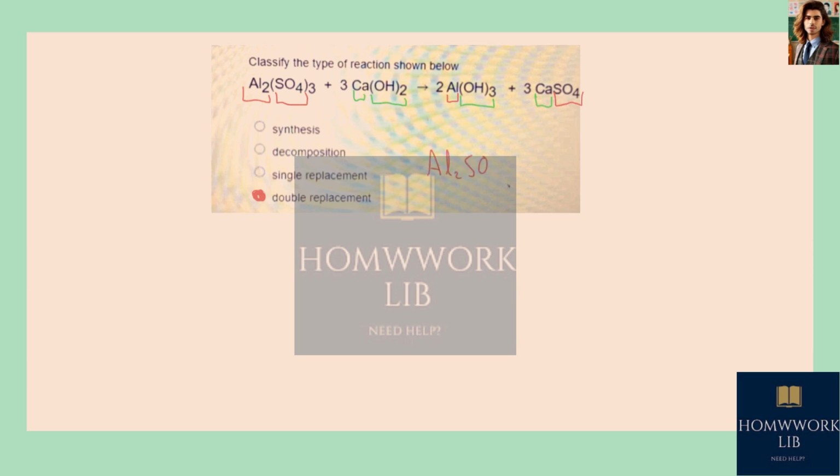aluminum sulfate, we're replacing the sulfate by hydroxides, and in the calcium hydroxide, we're replacing the hydroxide by sulfates. 3 and 3.